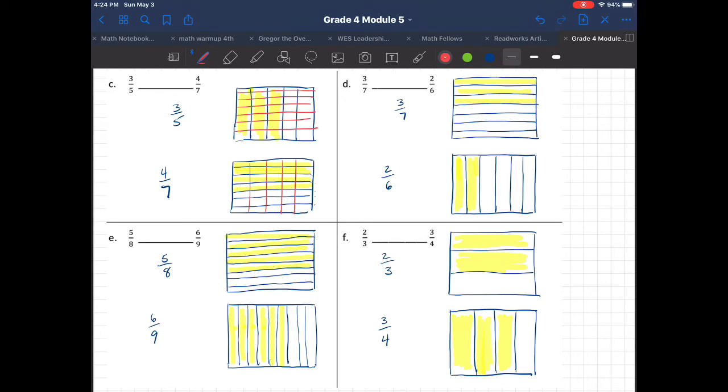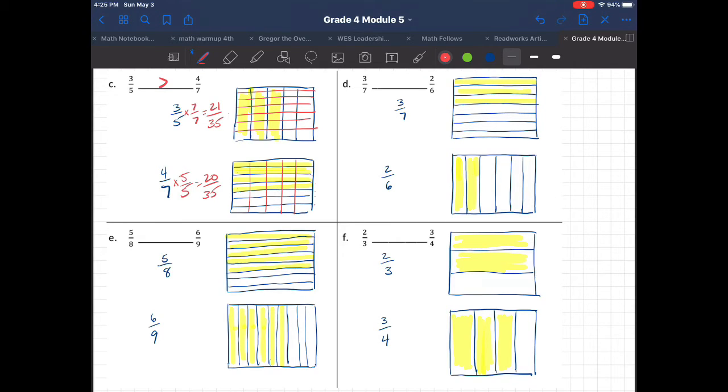Okay, so now I've got a picture that shows it, and over here what I've shown with my picture is that 3/5 times 7/7 is 21/35, and that 4/7 times 5/5 equals 20/35. So these pieces are awfully close to the same. We've got one more piece up here. So 3/5 is just a wee bit more.